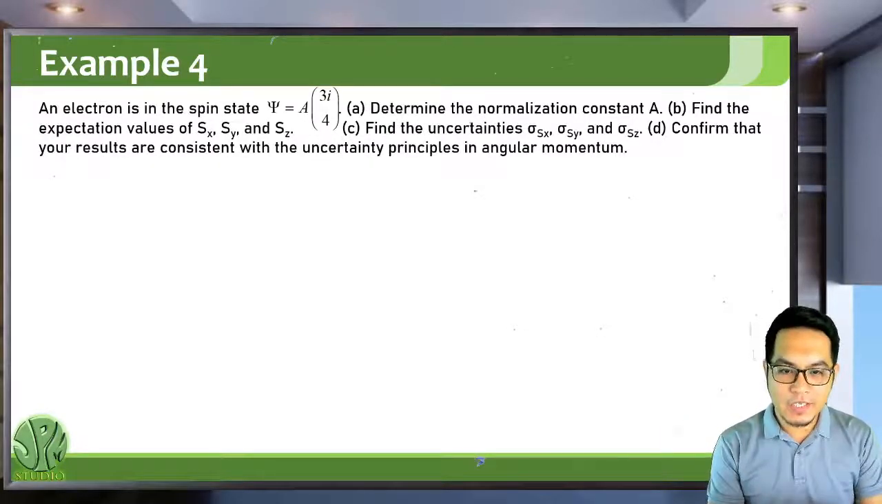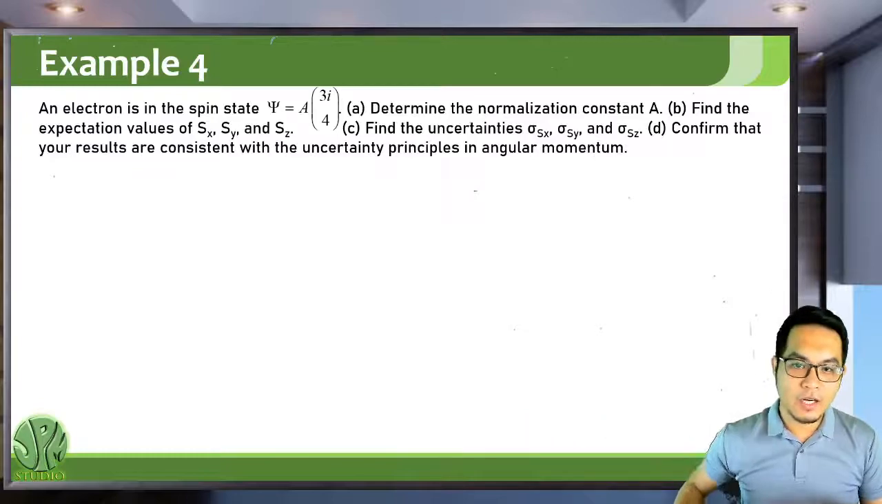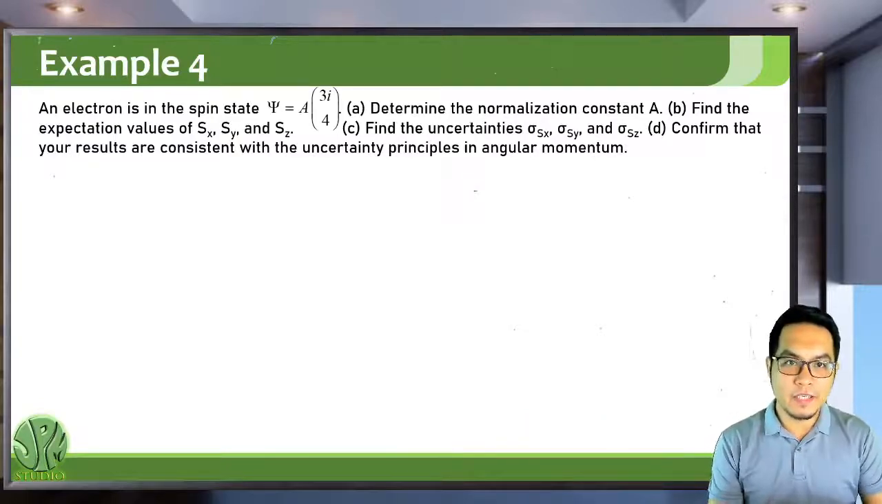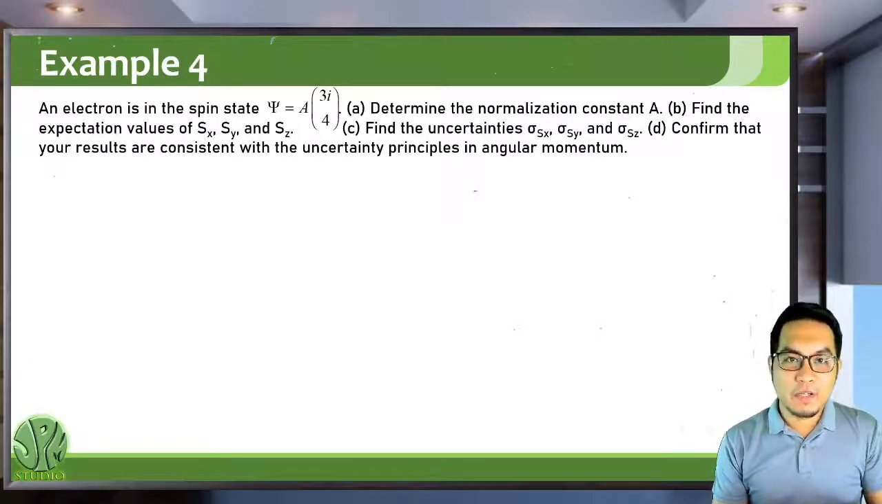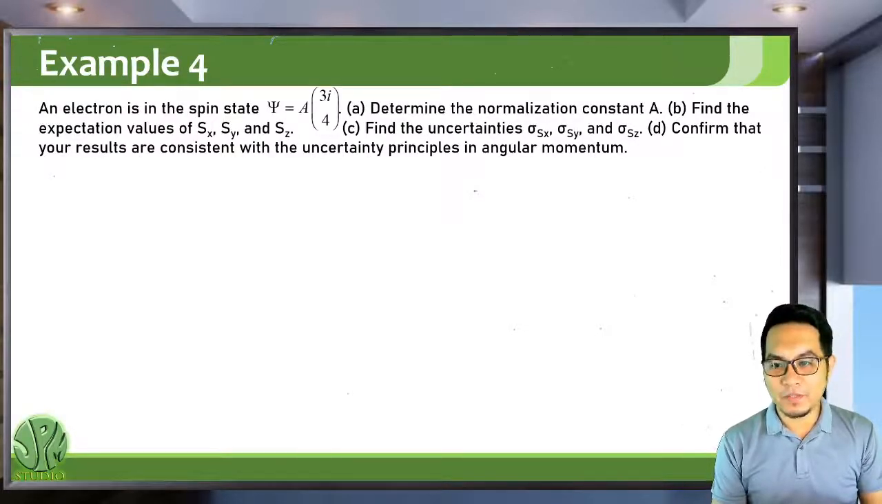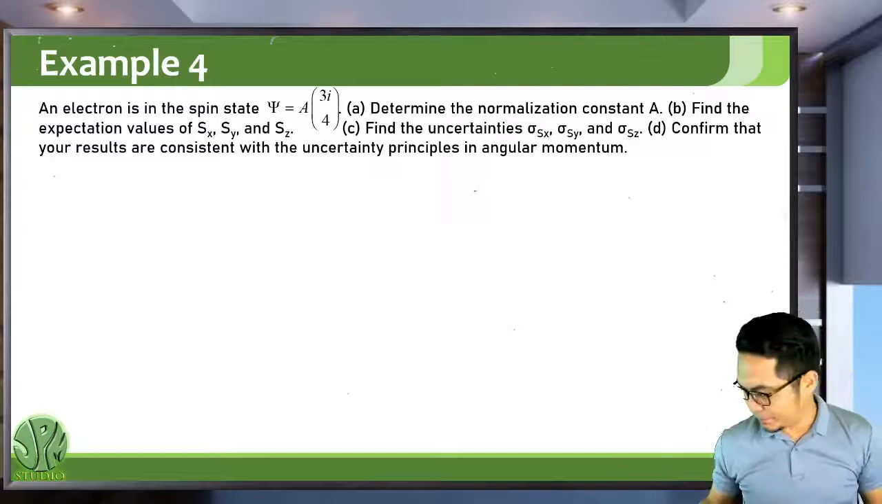Okay, so this is like a traditional problem. You are given the state of the particle. You are to determine the normalization constant, find the expectation values, find the uncertainties, and confirm that your results are consistent with the uncertainty principles in angular momentum. Okay, let's first solve this one by one.